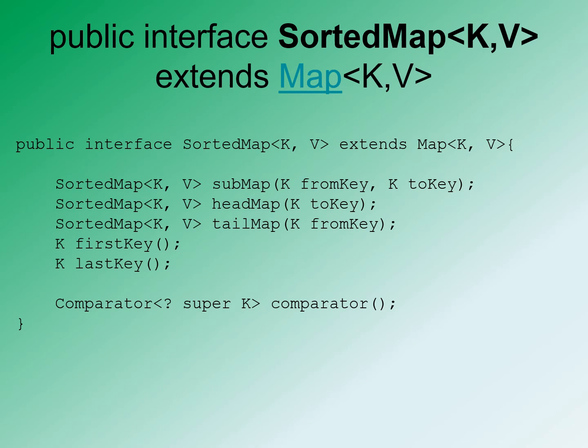This is the implementation of sorted map. We have the interface SortedMap, and it extends Map. SortedMap has these many methods which we can use, like subMap, headMap, tailMap, firstKey, lastKey, and comparator.